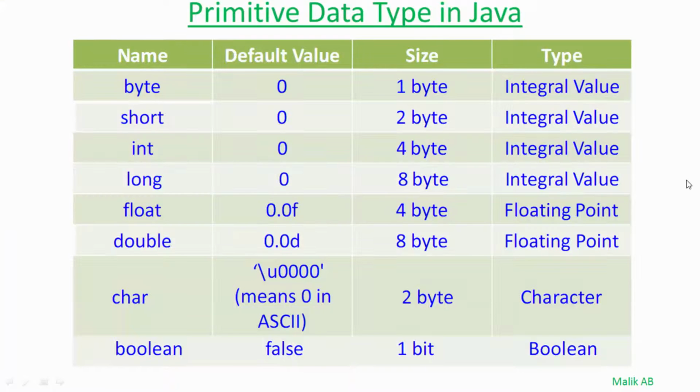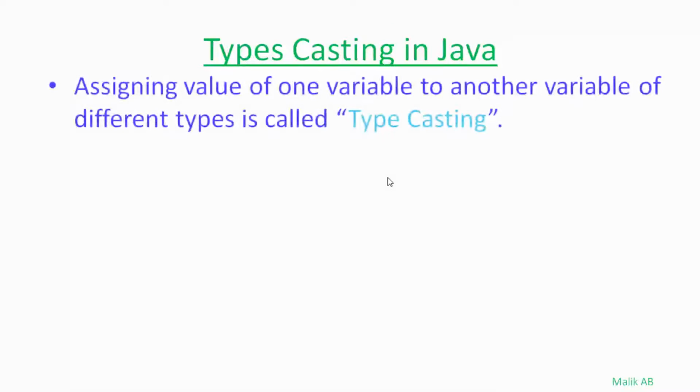As we have learned in our previous lecture, data types in Java programming language, for double we have 8 bytes and for int we have 4 bytes. So this is the error that we are saving double in int. What is typecasting? Typecasting is assigning value of one variable to another variable of different type.